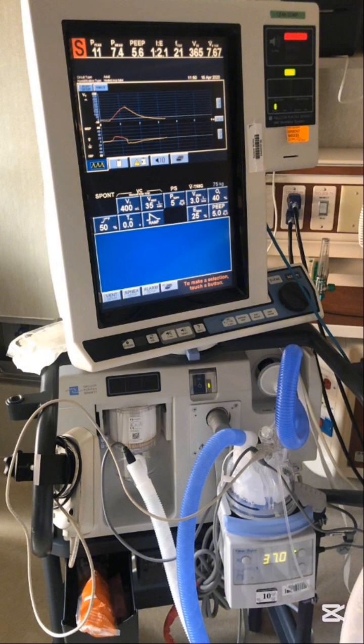Then comes the plateau pressure. The plateau pressure is the pressure at the end of inspiration. Like, I am inspiring, and at the end of inspiration, the pressure that I am having is the plateau pressure. It reflects the lung compliance. So if the plateau pressure is abnormal, it means the patient's lung compliance is affected. So we have to keep these parameters in mind.